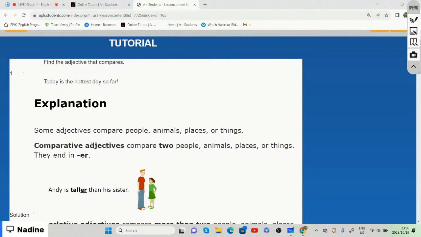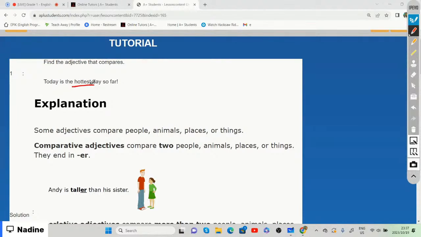Today is the hottest day so far. If we identify the adjective that compares, we can say hottest is the adjective that compares, and this is the superlative adjective. It is the hottest day so far, meaning that we are saying this is the hottest day amongst all the other days so far.